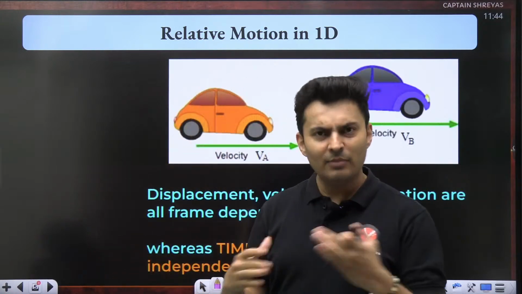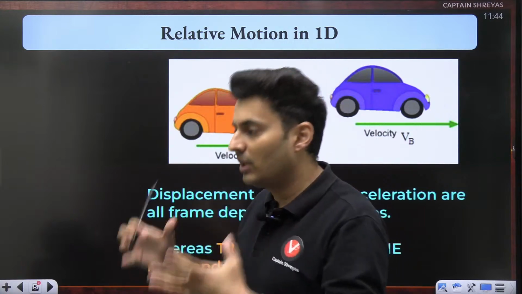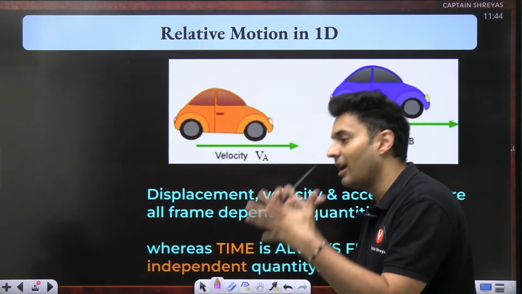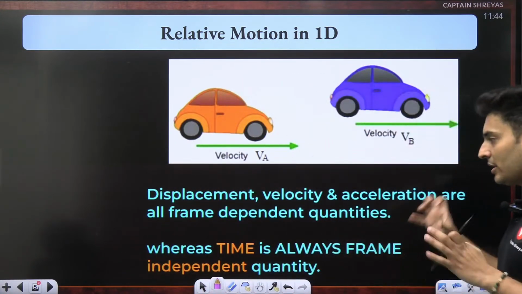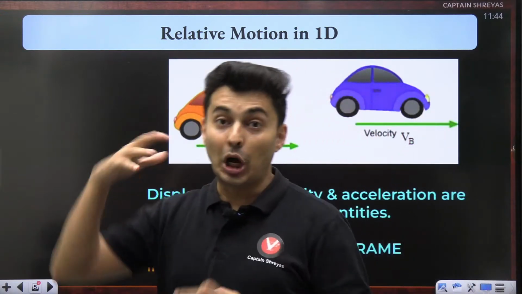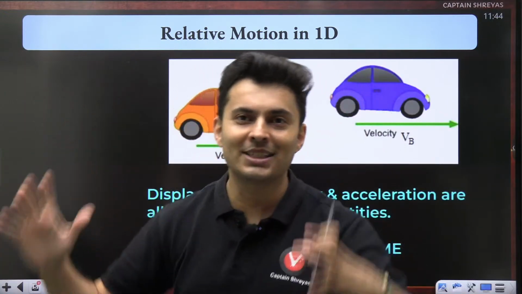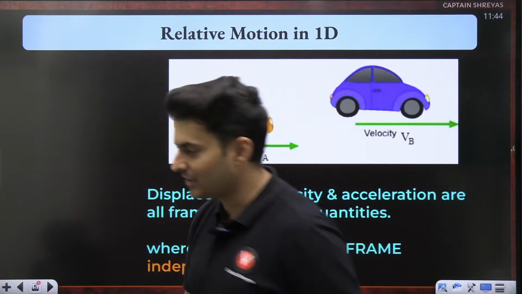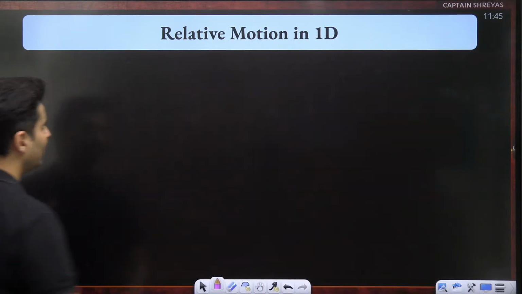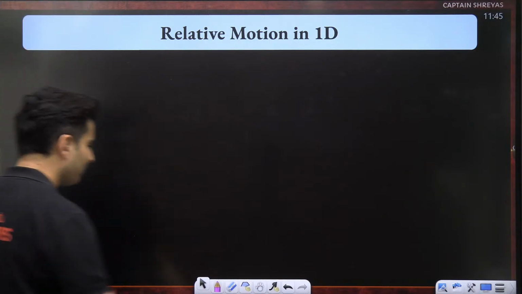So forces and many things in physics are absolute. Certain things like velocity, acceleration, displacements are relative. Time is also not relative in our normal physics, but in Einstein physics, it is relative. Let's not go there because we are studying NEET physics, not Einstein physics. Okay. Keeping that in mind, let's do some more concepts of relative motion in 1D.